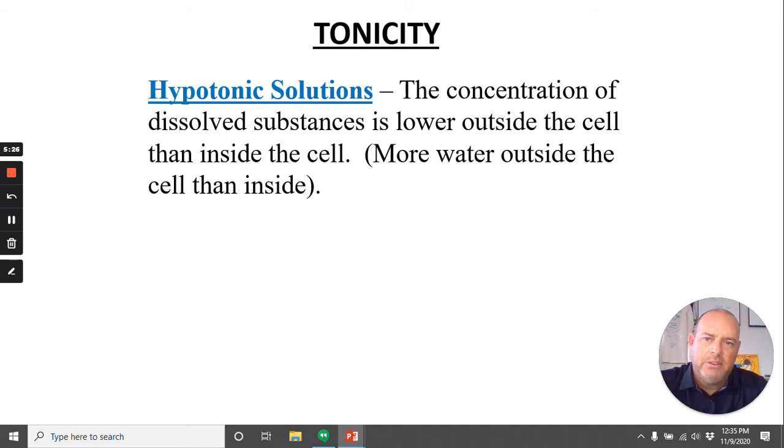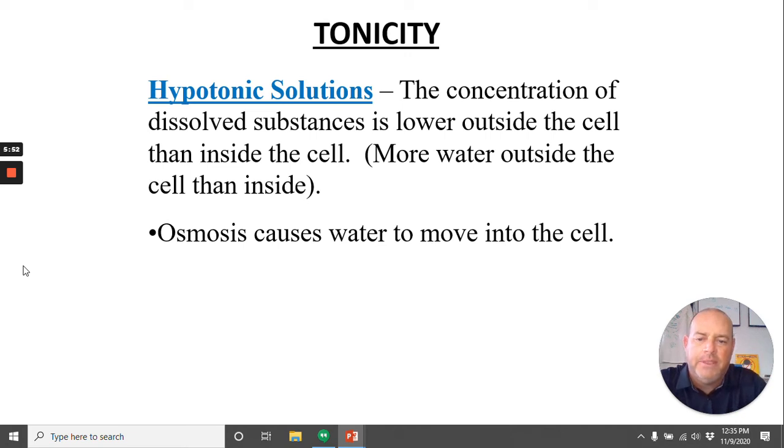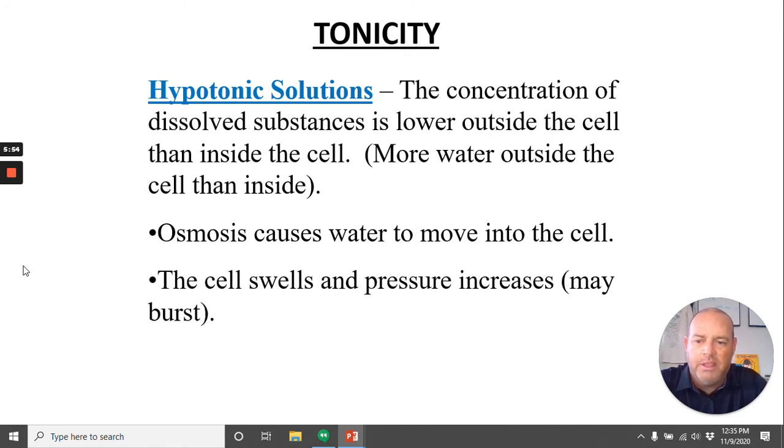Tonicity. Okay, so tonicity. You've probably remembered talking about hypotonic and hypertonic and isotonic solutions in your regular bio class or your pre-AP class. Everybody talked about it. So the concentration of dissolved substances is lower outside the cell than inside the cell. So the reverse of that would be there's more water outside the cell than inside the cell. So then osmosis causes water to move in, the cell swells, pressure increases, and sometimes it will even burst.